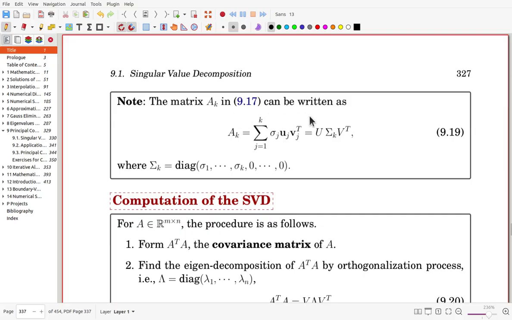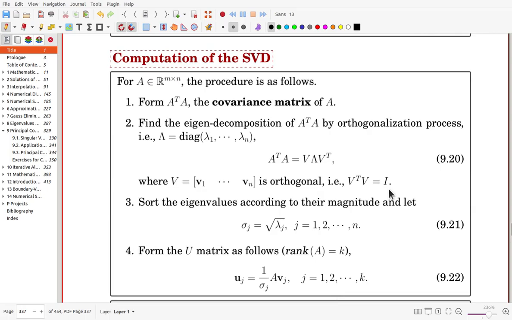The matrix Ak can be written in this way, so that now, okay, here we try to use U and V transpose, and then sigma k is where we are collecting only the singular values from sigma 1 to sigma k, and we ignore the rest and put them 0, then this multiplication will be the same as that one. The upper bound on the rank is k. So it can be written in this way.